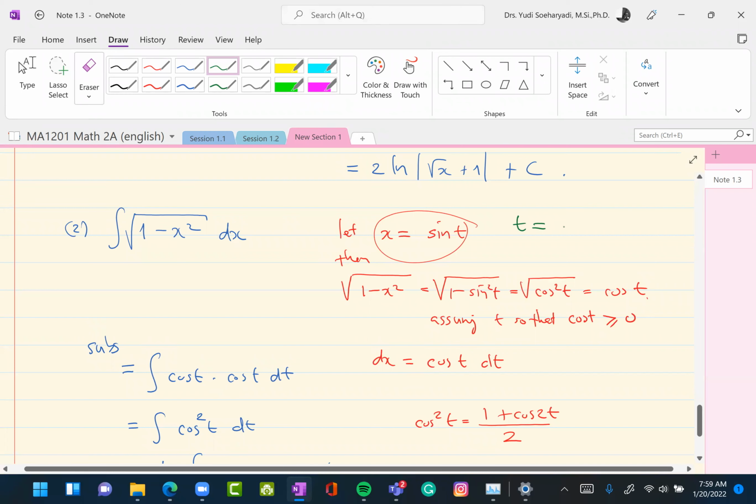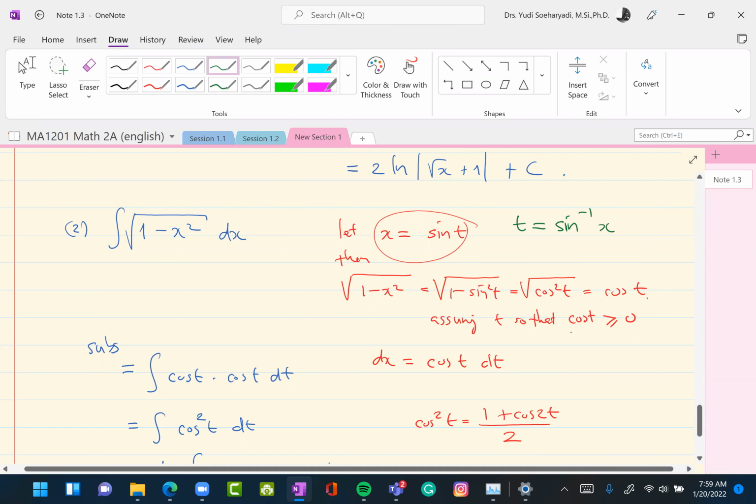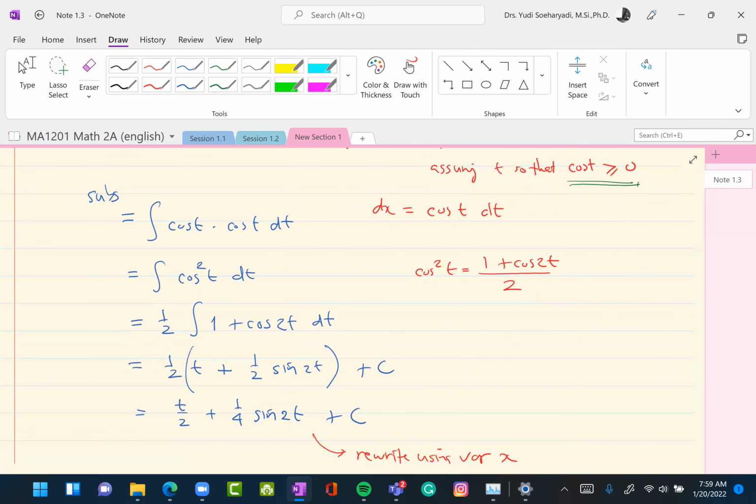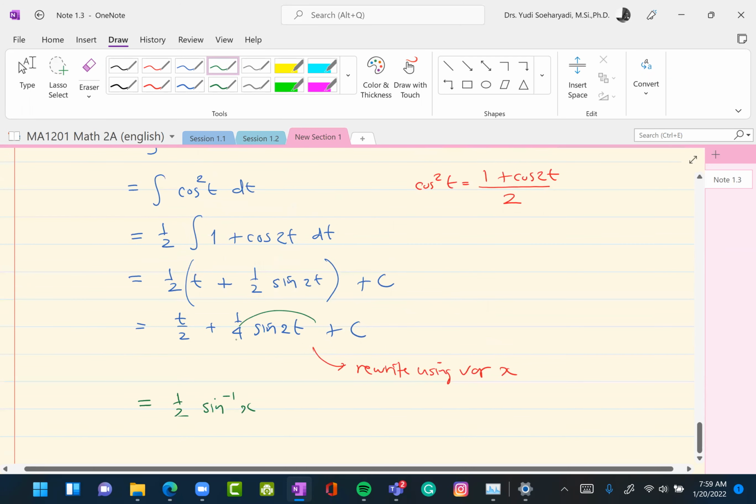So then it's correct whenever t is in certain angles, right? So this is exactly what you have here. Okay, so let's do this one here. So this equals 1/2 of arc sine x. But we have a little bit of a problem here because we need to compute sine of 2t.